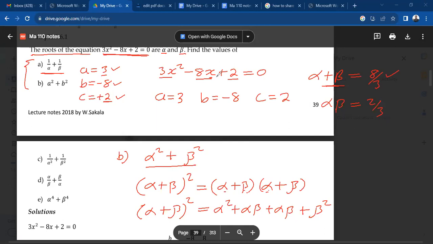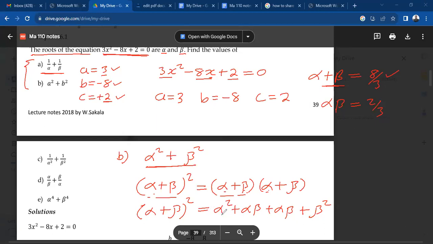Let me use a different ink. I have given you up to this stage, we want to deduce this. So what we do is we need to get alpha plus beta. It's always like that. Alpha plus beta, you square it. And when we square it, it means we are multiplying these two. Then we multiply these two.